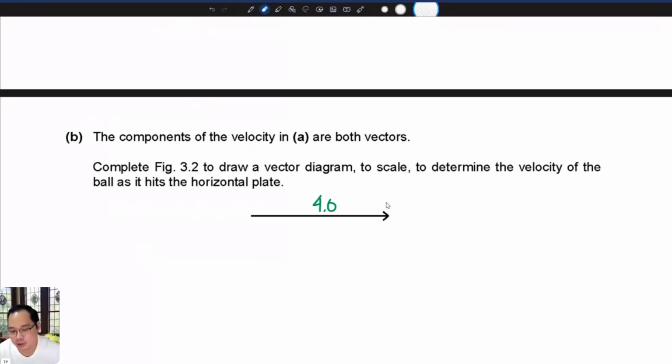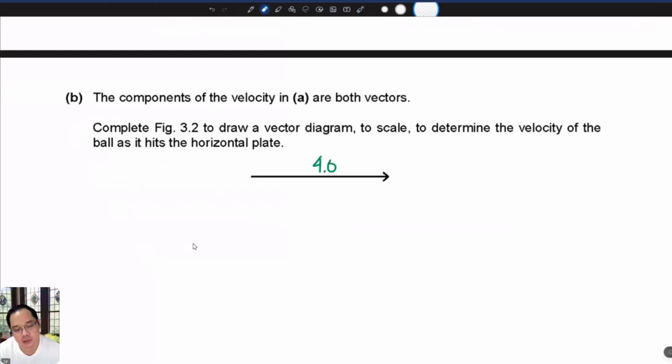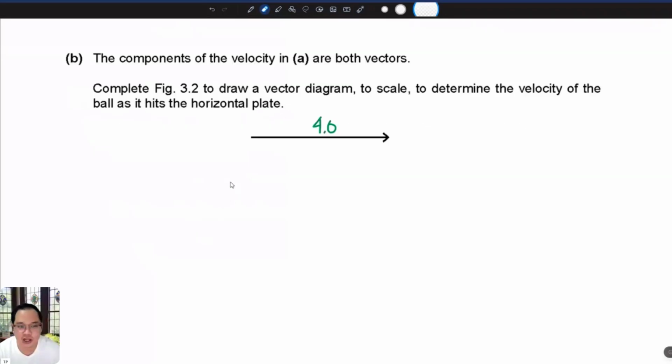Okay. On real paper, of course, you can use a ruler to measure the length, like 4 centimeters for 4 meters per second, and then 6.2 centimeters for the velocity in the vertical direction, 6.2 meters per second. So for now, we don't need to do it so accurately. Just represent it like 6.2 here. 6.2 meters per second. Okay.